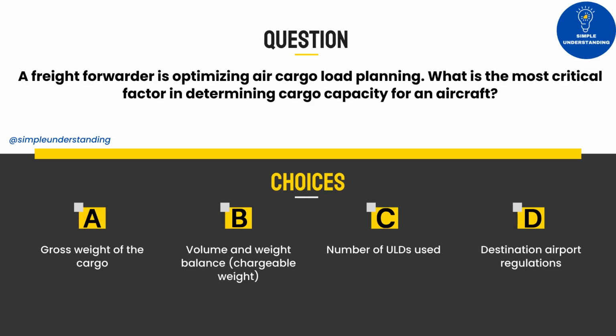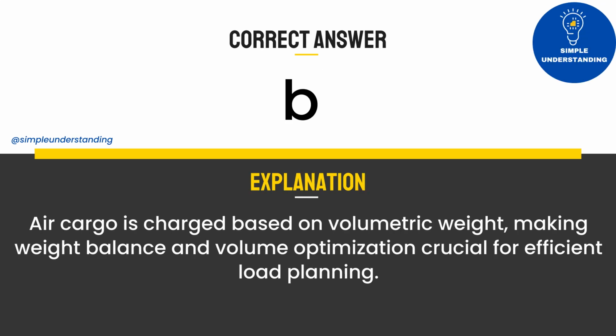8. A freight forwarder is optimizing air cargo load planning. What is the most critical factor in determining cargo capacity for an aircraft? A. Gross weight of the cargo. B. Volume and weight balance, chargeable weight. C. Number of ULDs used. D. Destination airport regulations. Correct answer: B. Explanation: air cargo is charged based on volumetric weight, making weight balance and volume optimization crucial for efficient load planning.